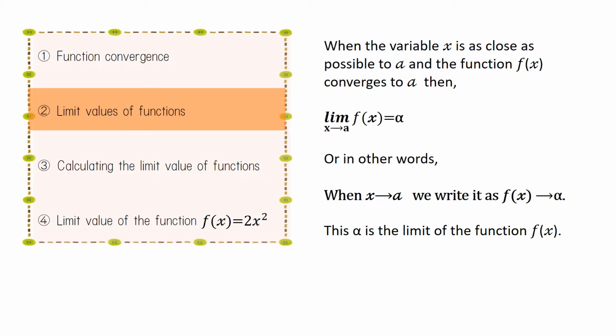Next, I'll explain function limits. We use this notation when the function f of x converges to alpha, when the variable x is as close as possible to alpha. This alpha is the limit value of the function f of x.